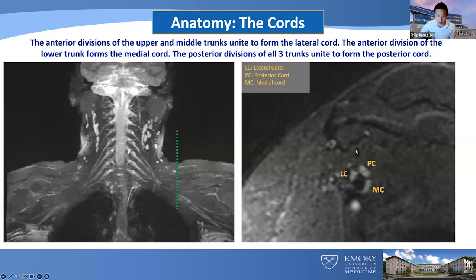As we move forward, the anterior divisions from the upper and middle trunks form the lateral cord. The anterior division from the lower trunk forms the medial cord. The posterior divisions of all three trunks form the posterior cord. This black void is the axillary artery. This looks like a paw or bear print, so whenever you see this, you can think you're at the level of the cords: lateral cord, posterior cord, medial cord.